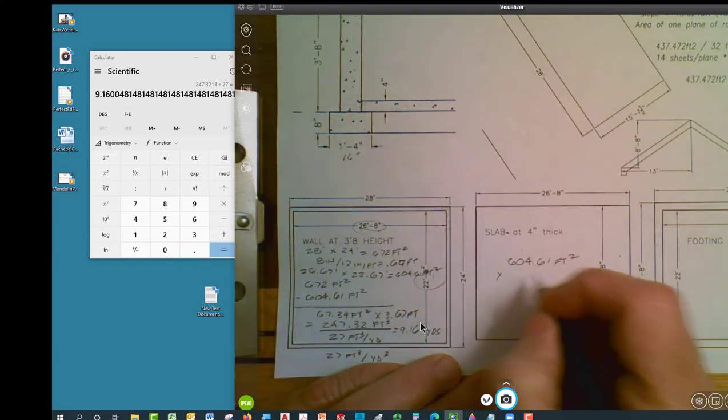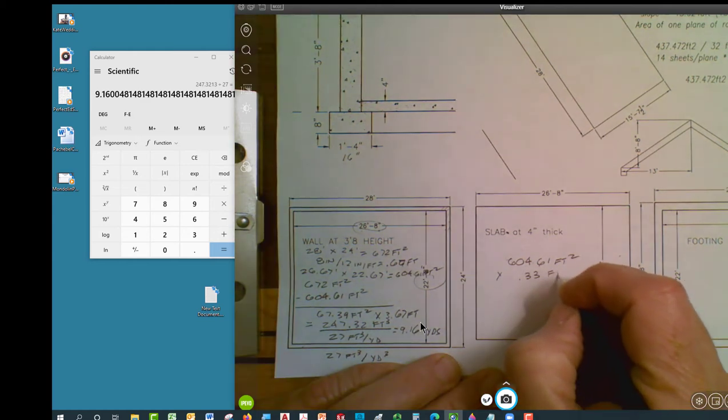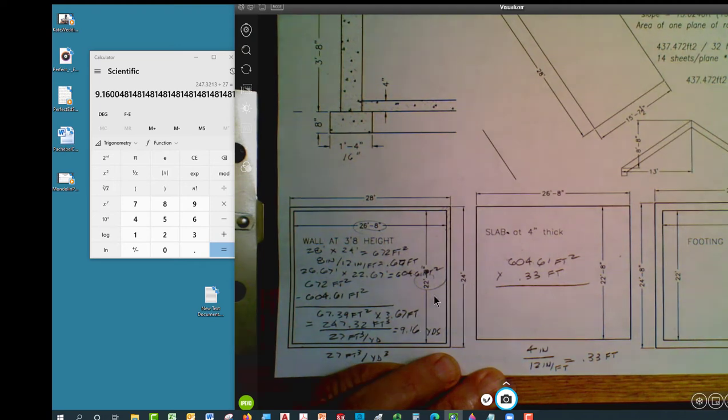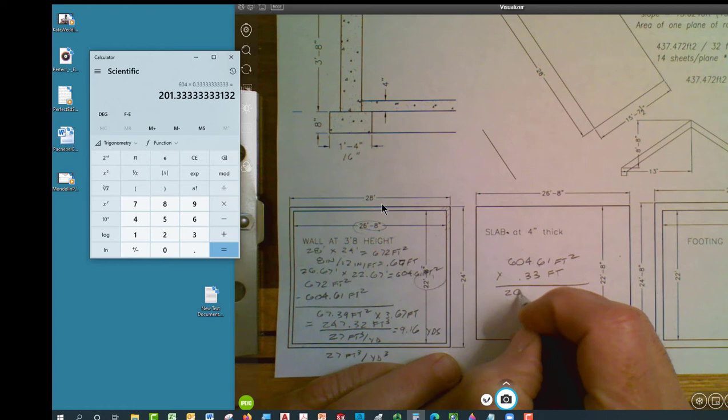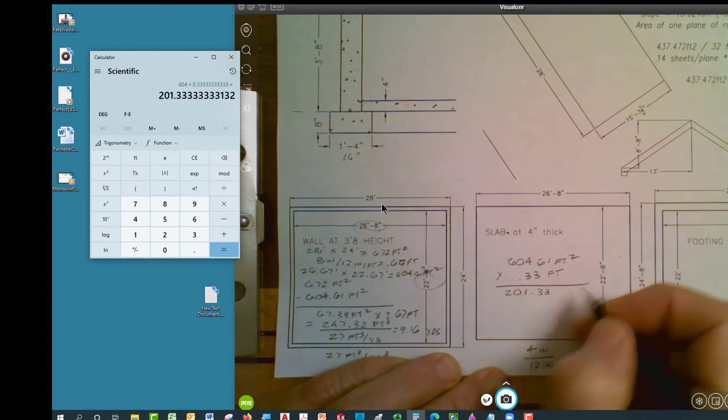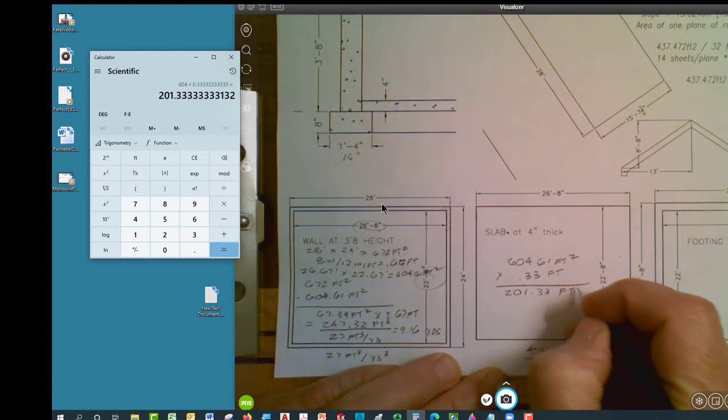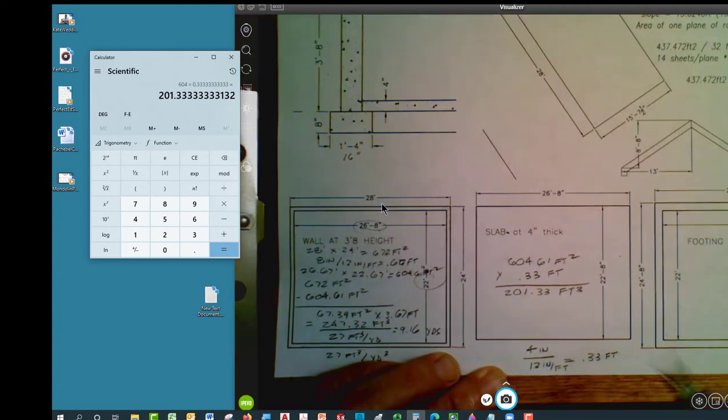So we'll multiply this times 0.33 feet. And when we do, let me go clear this. So I have the 604 times 0.33333, it keeps going. But now we end up with 201.33333 cubic feet. And it's cubic feet because we have square feet times feet.